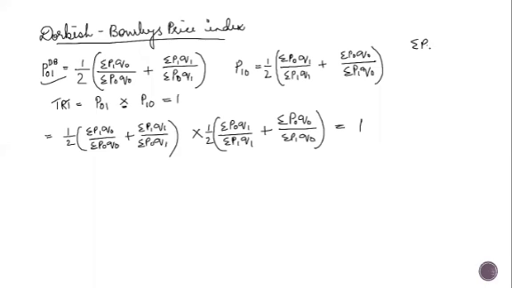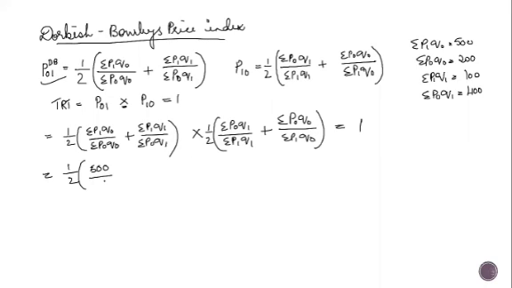We'll take summation P1 Q0, the value as 500. Summation P0 Q0 as 200. Summation P1 Q1 as 100. And summation P0 Q1 as 400. Now we'll substitute these values as per the formula. That is equal to half, open the bracket, summation P1 Q0, the value is 500. So 500 divided by P0 Q0 is 200 plus summation P1 Q1 is 100 divided by P0 Q1 is 400.